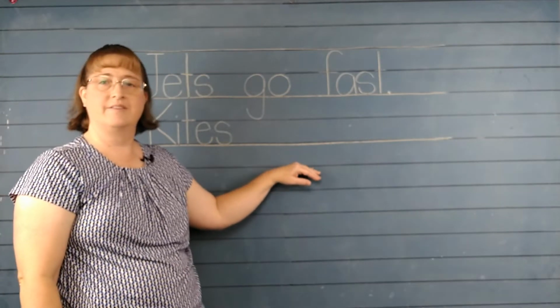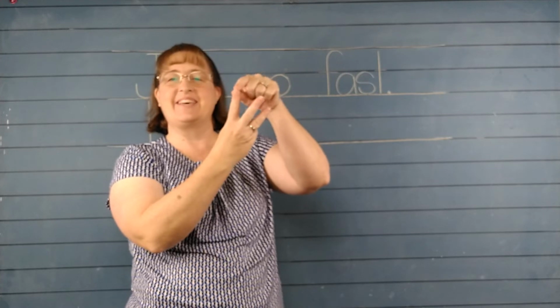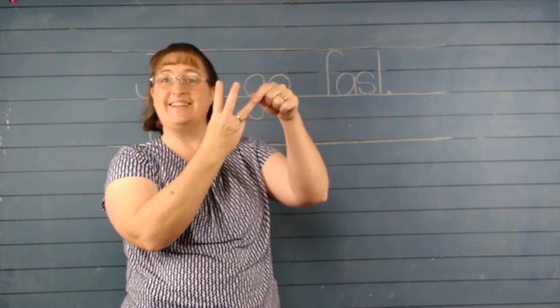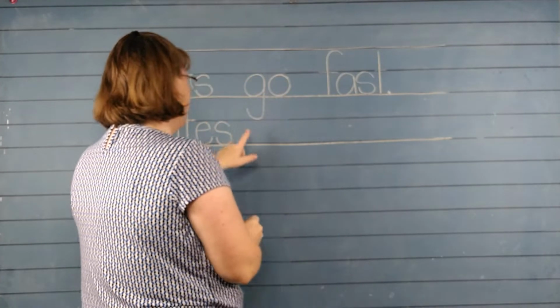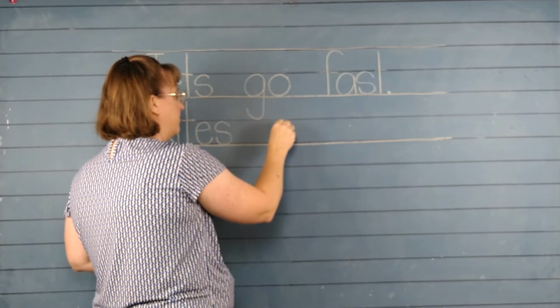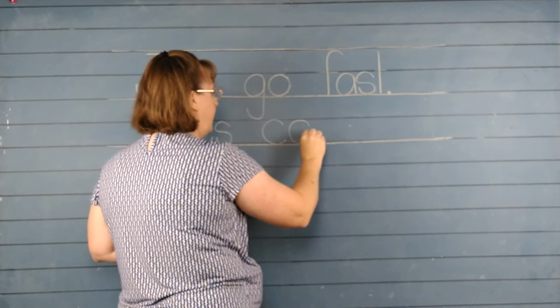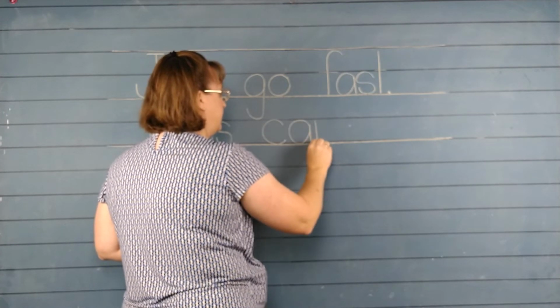Kites can. Give me the sounds. Here we go. K, a, n. We're going to make a space. So if you need to put your finger down to see how far you need to move over, and then write k, a, n.